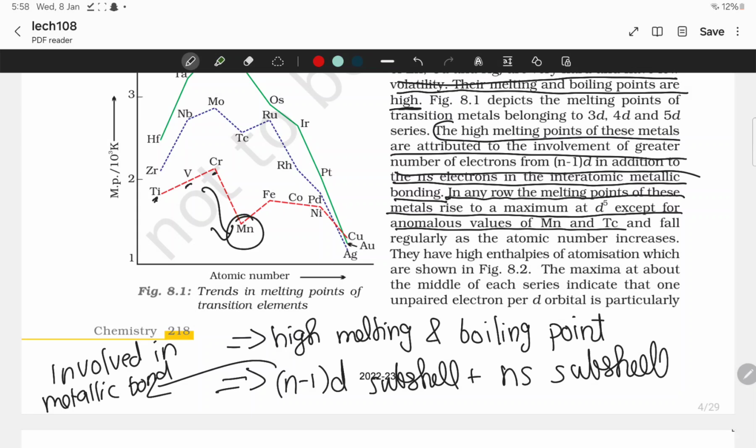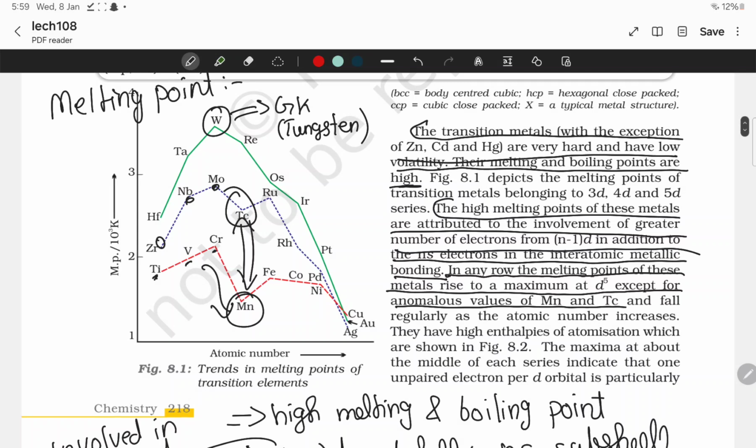Why? That is an anomalous property. Look, here also zirconium, niobium, molybdenum, then suddenly technetium, that is manganese's group, is falling down. Okay, it is noted. It is a special character.